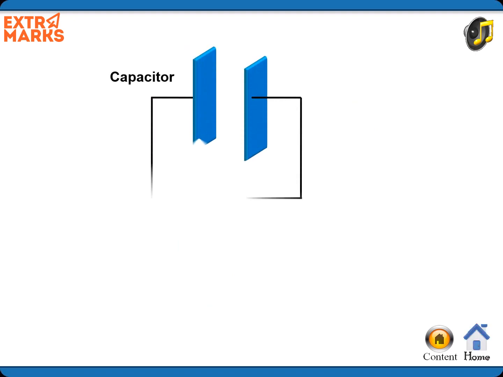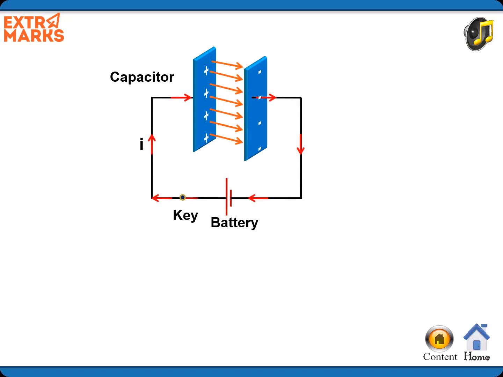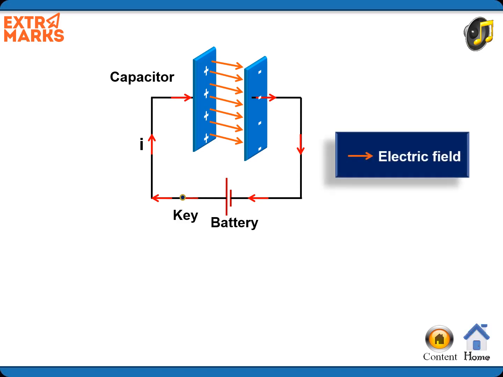Let us consider a parallel plate capacitor connected to a battery through a key. When the key is closed, the current flows in the circuit and the charge begins to accumulate on the plates of the capacitor, which increases the electric field inside the capacitor. During the charging process, if a magnetic needle is placed in between the plates of the capacitor, it shows deflection.